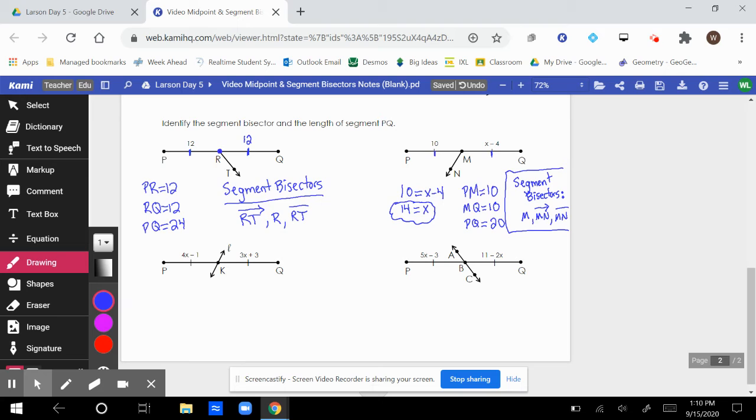Okay, but you also knew that MQ equals 10 from the beginning because it has to be congruent to PM since they have those tick marks. So you could say the total segment PQ, by the segment addition postulate, equals 20. All right, and some examples of segment bisectors here. Again, you have the midpoint M, the line segment MN, and also the ray MN.